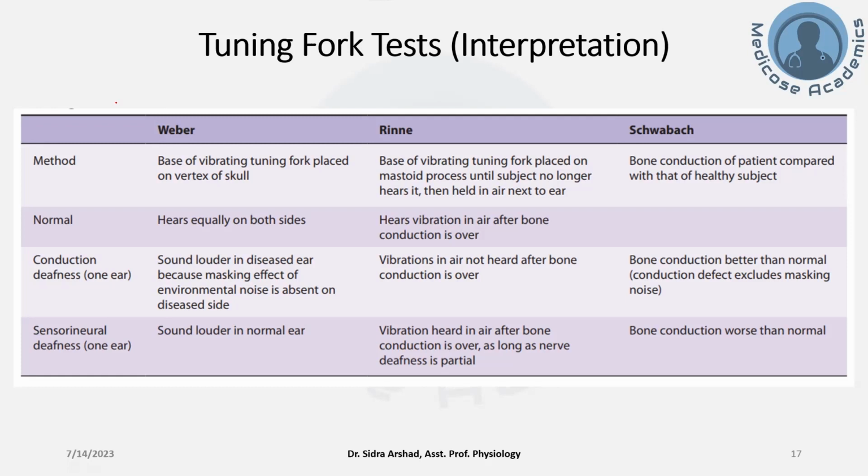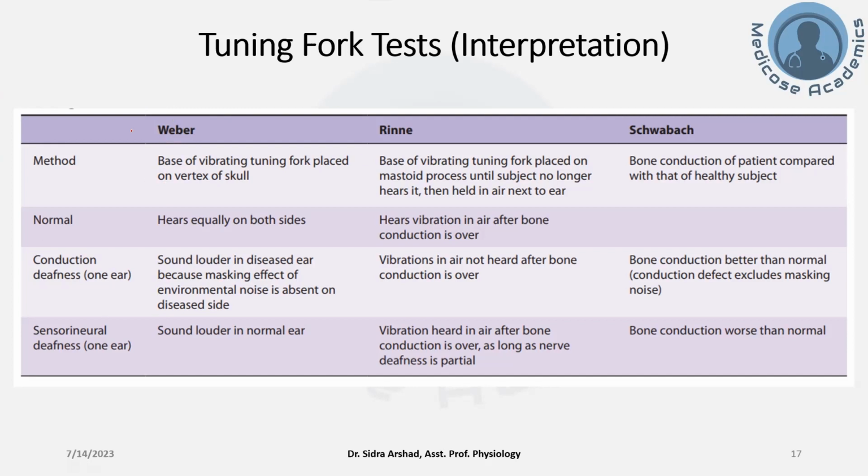That is, these tests do not tell us how much hearing loss is actually there in terms of decibels. So these tuning fork tests can be done in clinical settings, either in the OPD or at the bedside of the patient. They involve making the tuning fork vibrate and then using it to assess the hearing of the patient. So these three tests are used: Weber, Rinne, and Schwabach.